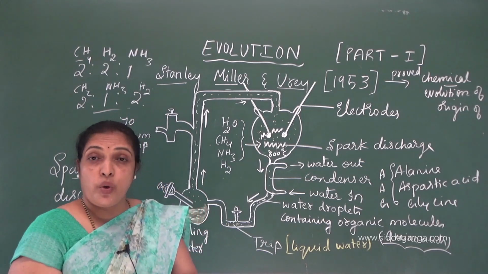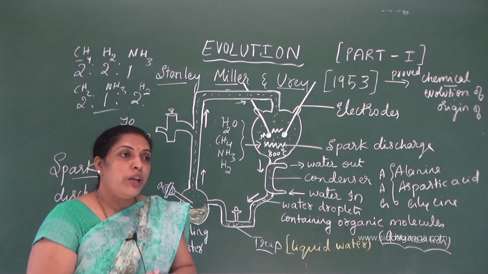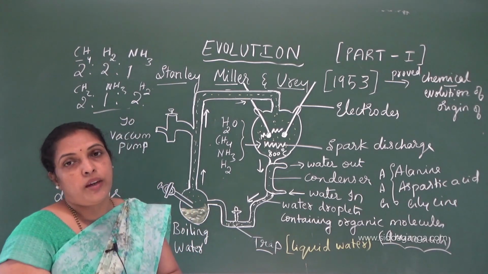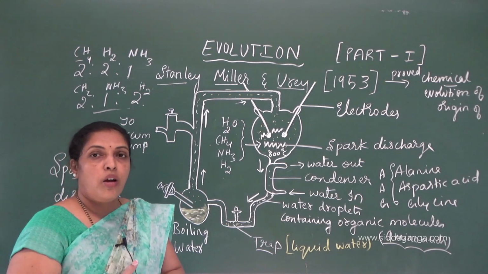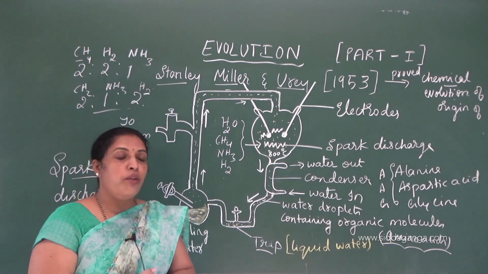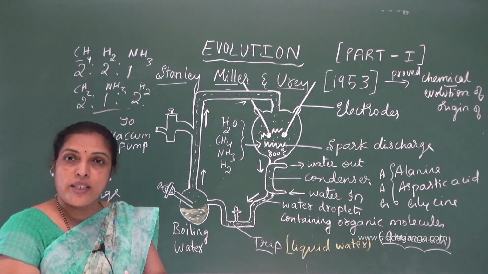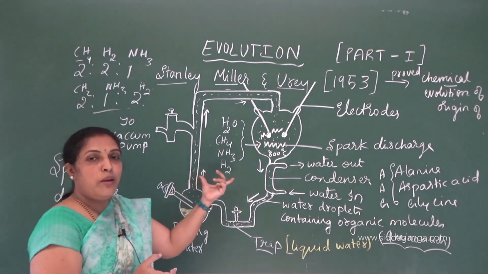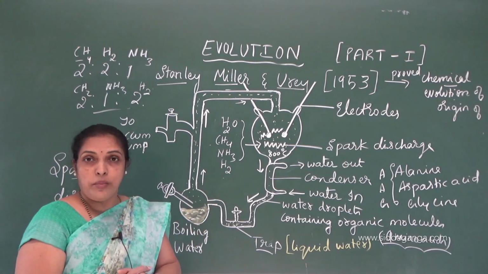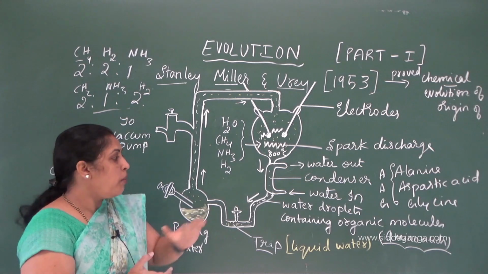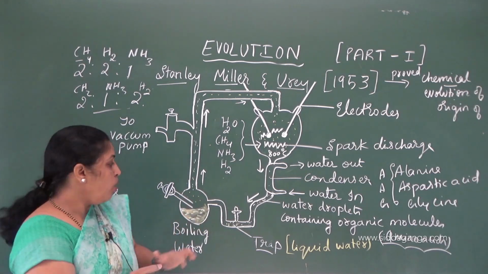In this class you may get questions like what is spontaneous generation, who disproved spontaneous generation, what is biogenesis, who gave this theory, and who experimentally proved the chemical evolution of origin of life. These are the questions you may get for 1 or 2 marks. What is the panspermia theory? But the Stanley-Miller experiment will come for 3 marks. Only the diagrammatic representation they will ask for 3 marks, but you have to be thorough in this.